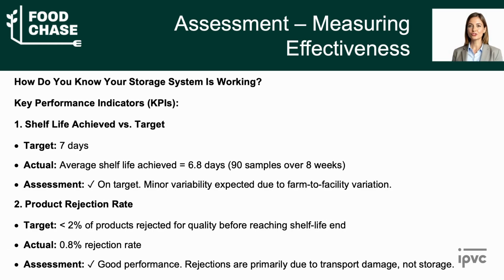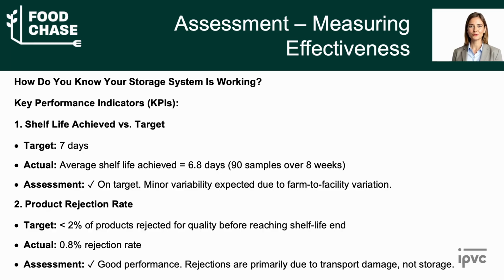How do you know if your storage system is actually working? You measure it. First, shelf life achieved versus target. You want to hit that 7-day target consistently. If you are consistently achieving 6 days, there is a problem. Maybe humidity is too low or temperature is too high. If you are achieving 8 days, great, but also investigate why. Maybe the product is better than expected, or maybe your testing is not catching early spoilage.